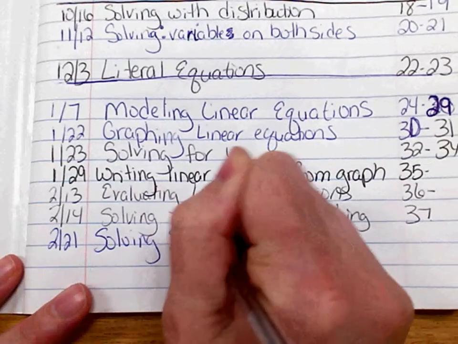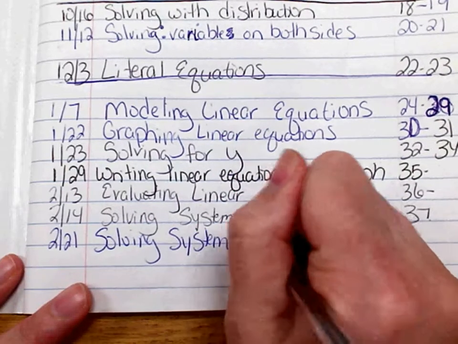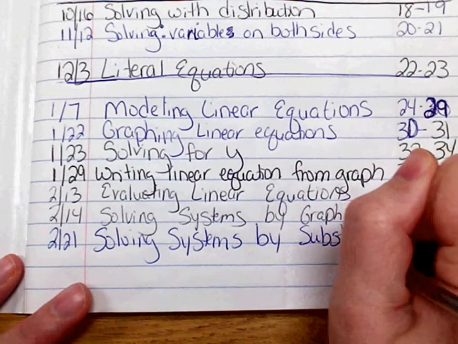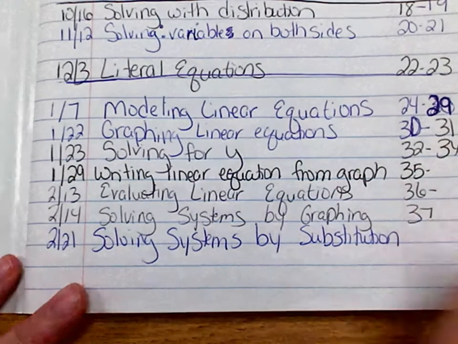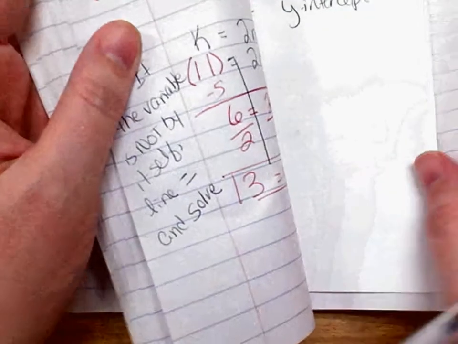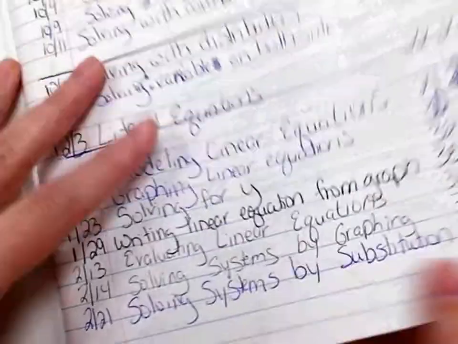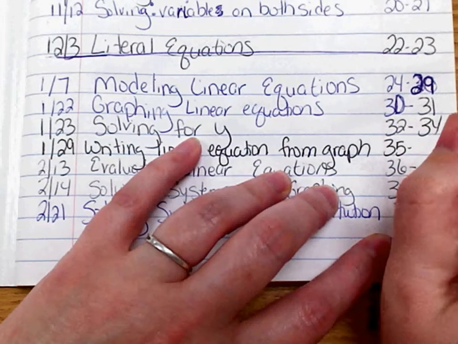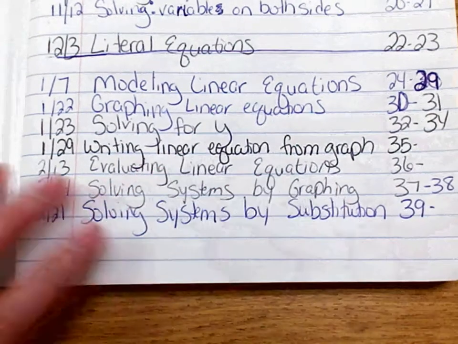systems by substitution. And you're going to make sure what page you left off on. I left off on page 38, so I'm going to start on page 39. So I'm going to add 38 right here, and I'm going to put starting 39 right there.